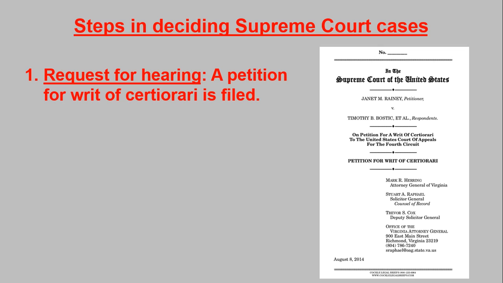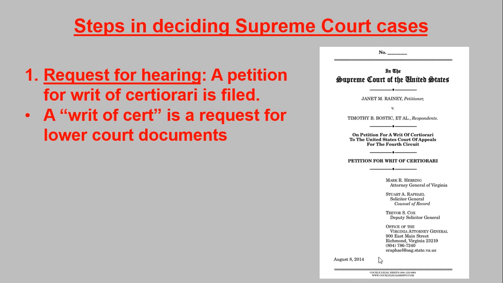So, here are the steps in deciding a Supreme Court case. Step one is you need to request that the Supreme Court takes your case. So you have to file what's called a writ of certiorari. Nobody actually calls it that. People just call it writ of cert because it's so hard to pronounce, but it's a writ of certiorari. Here's an example. Somebody, I don't know what this case is about. This was a petition for a writ of certiorari in some case in 2014. Anyway, you write a letter to the Supreme Court asking them to take your case.